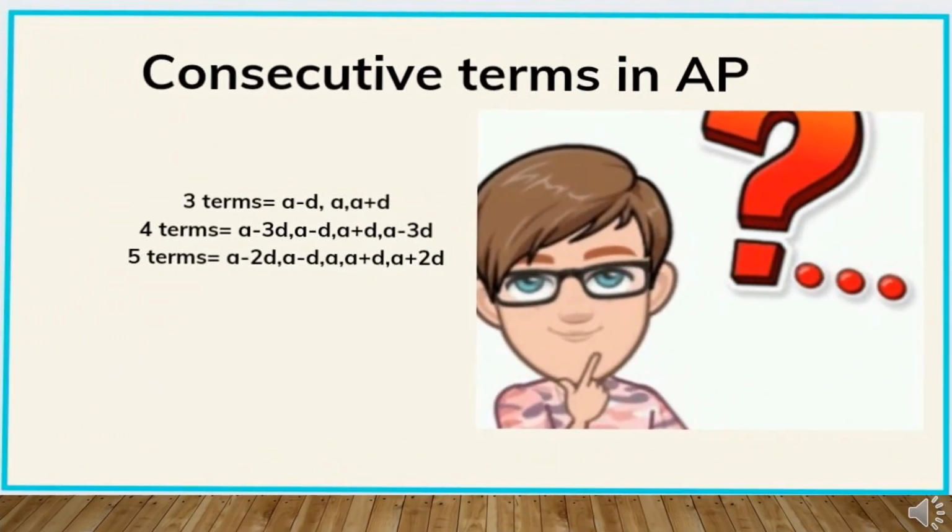How to find consecutive terms in an AP? If we have to find three terms of an AP, then we take the three terms as a minus d, a and a plus d. If we have to find four terms, then we take the four terms as a minus 3d, a minus d, a plus d and a plus 3d. If we have to find five terms, then we take the terms as a minus 2d, a minus d, a, a plus d and a plus 2d.